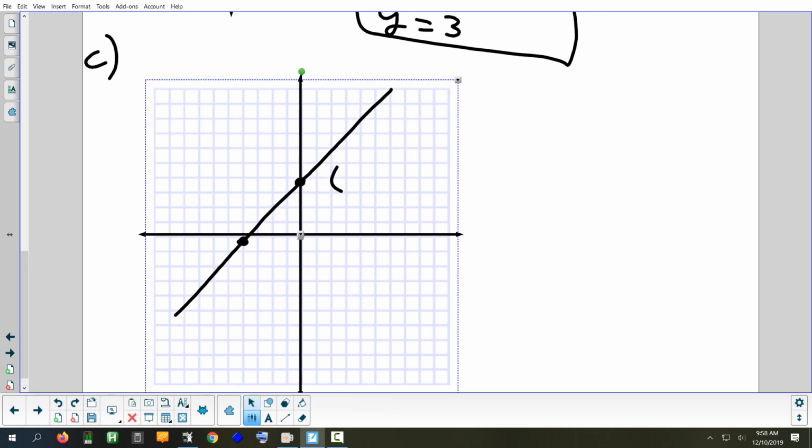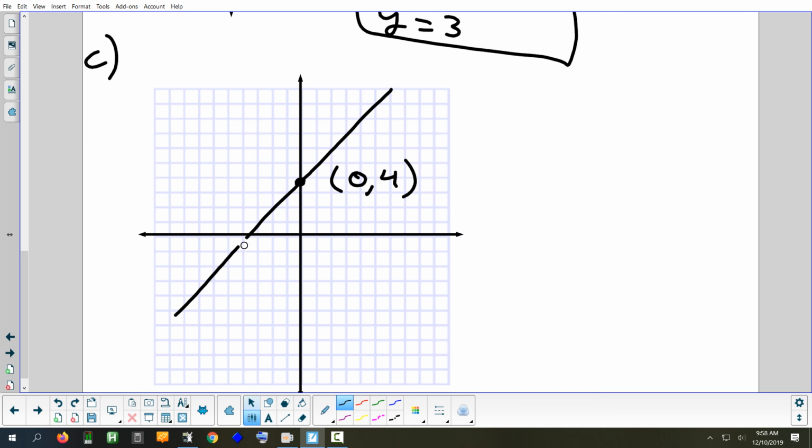Let's go like that. 0, 4. And this coordinate is -1, -2, -3, -4, 0. Okay, let's start with our y-intercept. Someone tell me what my y-intercept is there? Yeah. 4. Yep. Y-intercept is 4.